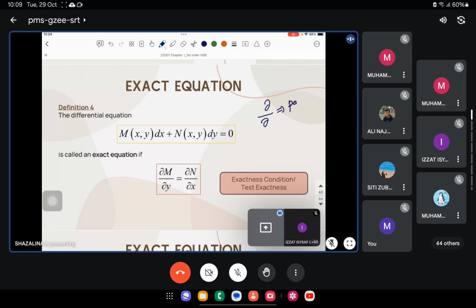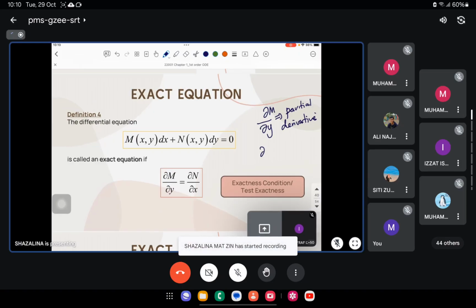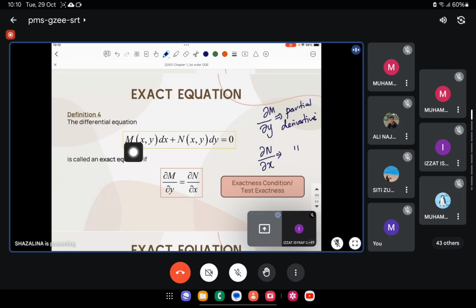Yang ni adalah partial derivative. So ∂M over ∂y means differentiate M with respect to y. If ∂N over ∂x, differentiate N with respect to x. Okay, this is also partial derivative. Sama je. The difference is here in your exact equation we have M.